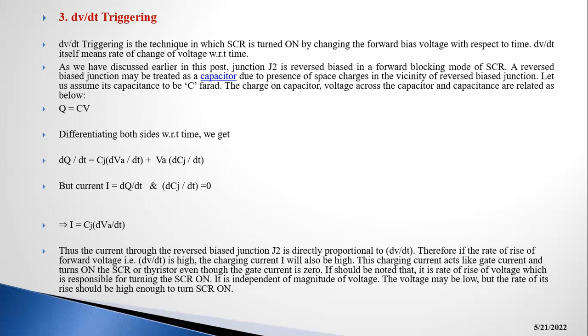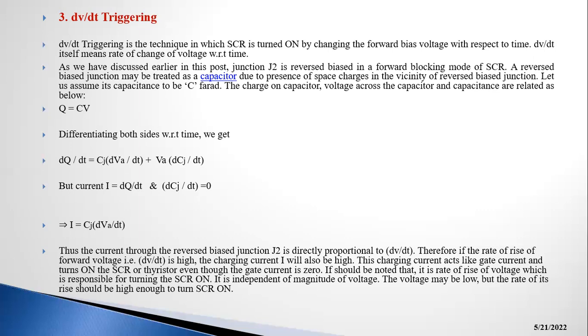Differentiating both sides with respect to time, we get dq upon dt is equal to Cj times dVA upon dt plus VA times dCj upon dt. But we know that the current I is equal to dq upon dt, and the value of dCj upon dt is equal to 0. So we can say that the formula will be I is equal to Cj dVA upon dt. Thus, the current through the reverse biased junction J2 is directly proportional to dV by dt.